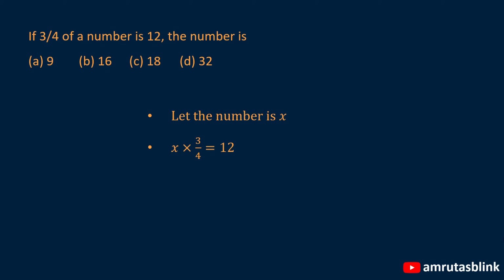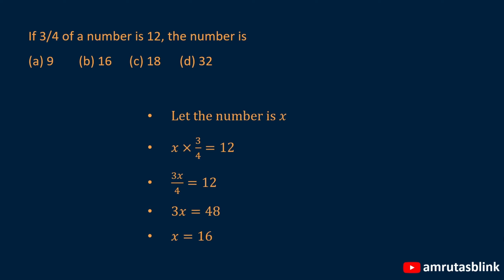Hence here also, to find 3/4 of that number, we take x into 3/4, and it is given that 3/4 of the number is nothing but 12. So x into 3/4 is equal to 12. Now we will solve this equation. The 3/4 will get divided when it is moved to the right hand side. So 3x upon 4 is equal to 12, and hence 3x is equal to 12 into 4, which is 48, and hence x is equal to 48 upon 3, that is 16.